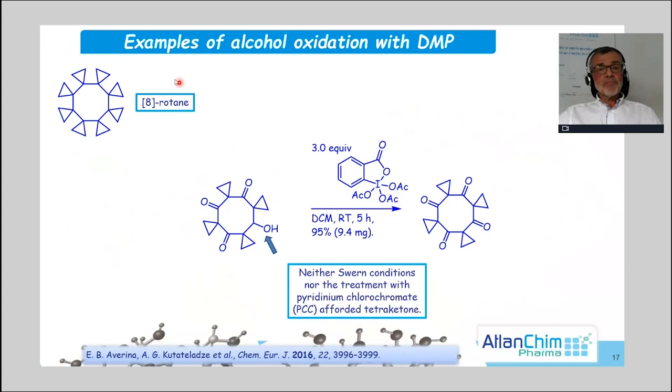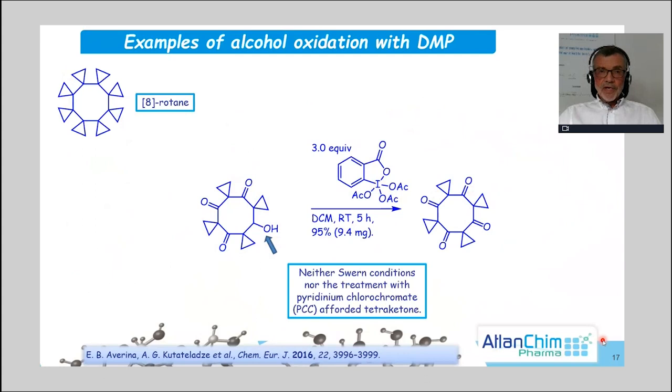During the preparation of 8-rotene, various standard oxidation conditions here were evaluated to oxidize this highly hindered alcohol. This secondary alcohol proved to be completely inert to oxidation, leading only to the recovery of the starting material. Fortunately, the classical treatment of this alcohol with Dess-Martin periodinane led to its complete conversion to the target tetraketone in excellent yield.